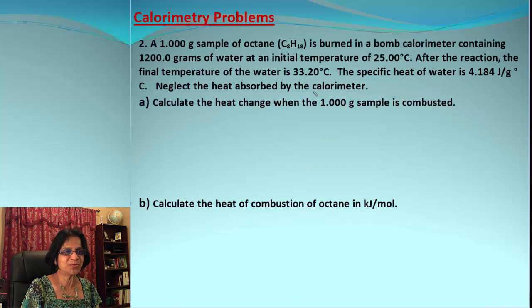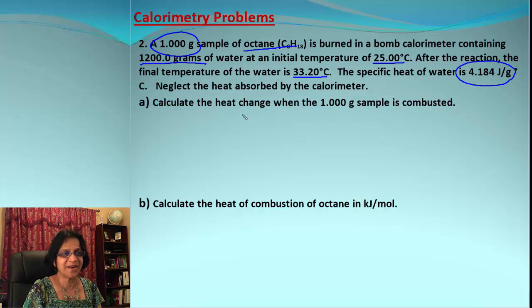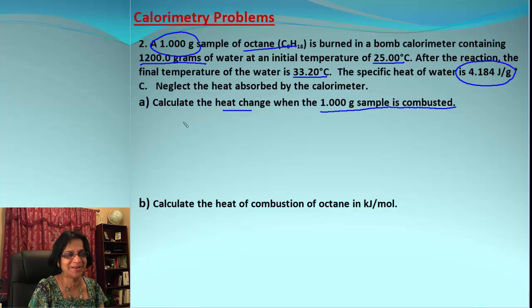So here is our first problem. We have 1 gram of octane that is burned in the bomb calorimeter, and this is the amount of water, 1200 grams, and these two are the initial and final temperatures of water. So we need to calculate the heat change when 1 gram of sample is combusted or burned. We're going to make use of heat lost is equal to heat gain by water.